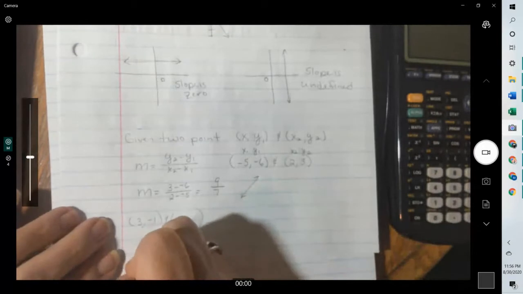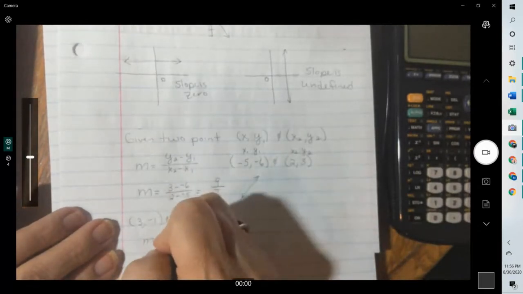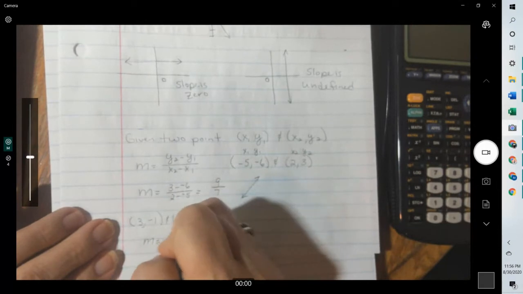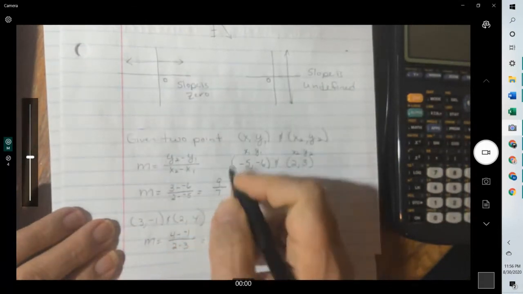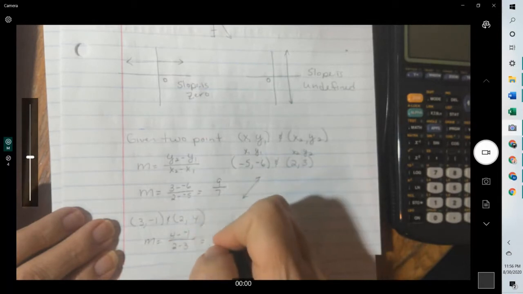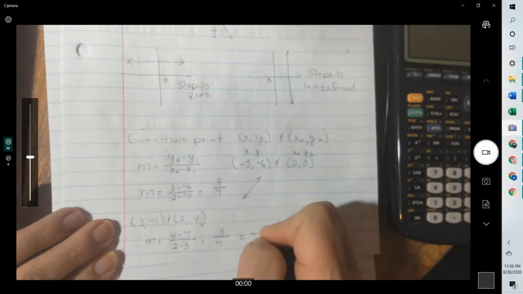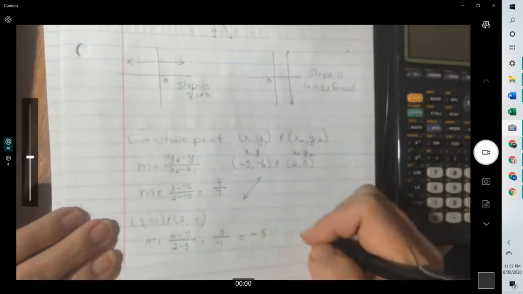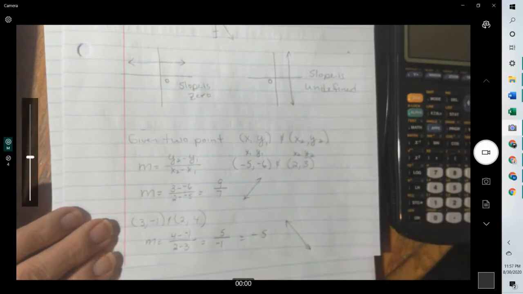Let's try one more. So 4 minus a negative 1 over 2 minus 3. So we have 5 over a negative 1, or a negative 5. That means this slope would be decreasing because it's a negative.